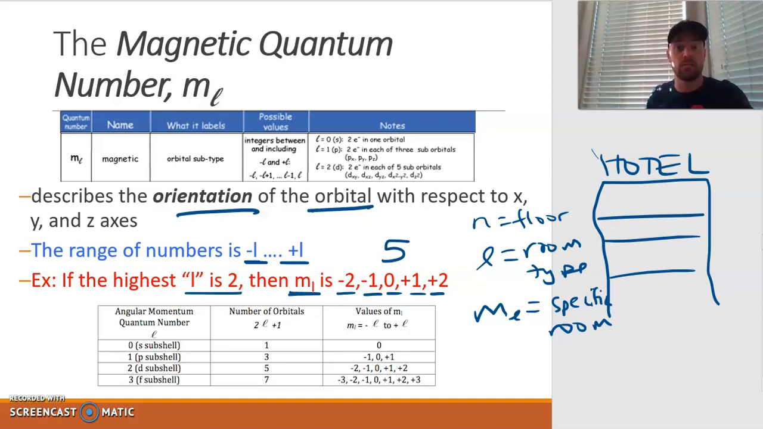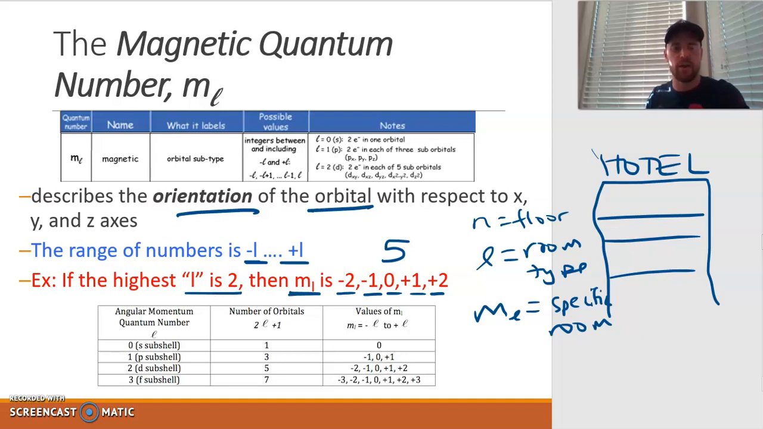To go along with that thinking, that could be summarized down here. If your L value is 0, the only M sub L value you could have is 0, which means there's only one orbital, because there's only one value. If your L value is 1, which is the P subshell, then your values for M sub L could be negative 1, 0, or positive 1. In other words, there are 3 orbitals, because each of those numbers corresponds to an orbital. If your L value is 2, which is the D subshell, that means your values for M sub L are negative 2, negative 1, 0, positive 1, and positive 2, which means there are 5 orbitals.